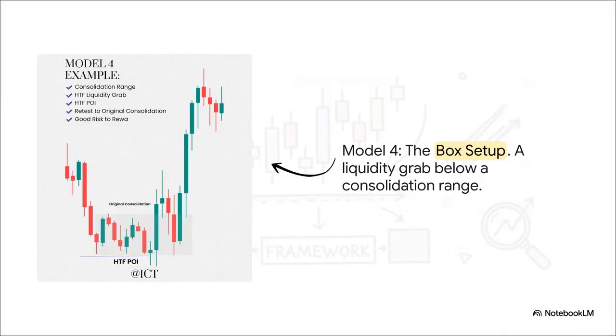And here's one more common pattern to keep in your toolbox: Model 4, often called the box setup. This one starts with price just chopping around sideways in a consolidation range. Then you get a sharp, nasty move down that grabs all the liquidity resting below the low of that range. The real key signal here is when price aggressively rips back up through that original consolidation box. That's a huge tell that the next major move is likely to the upside.